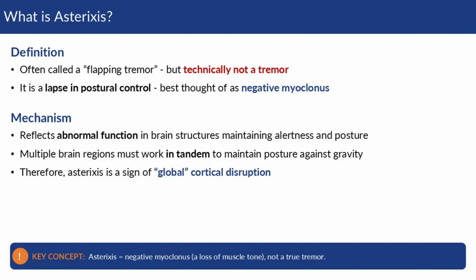Because several parts of the brain must work together to hold a posture against gravity, asterixis is often considered a sign of widespread cortical disruption.